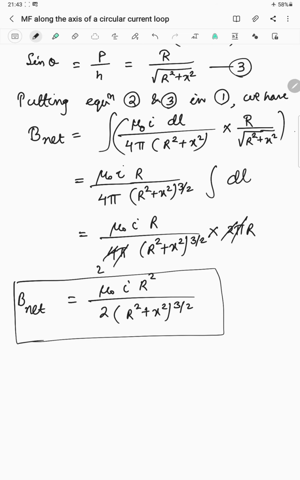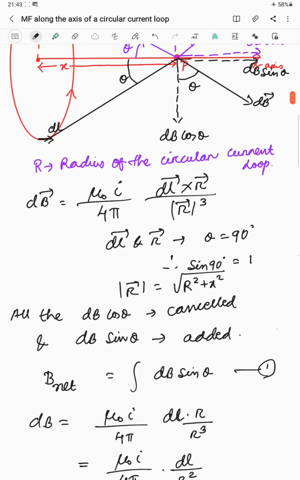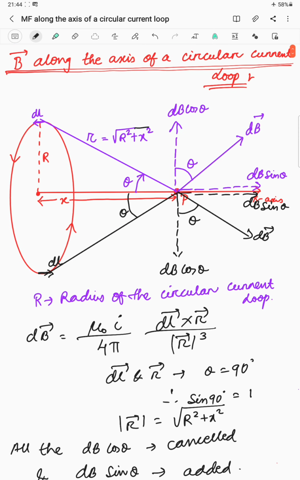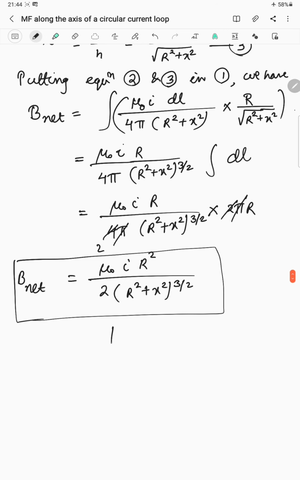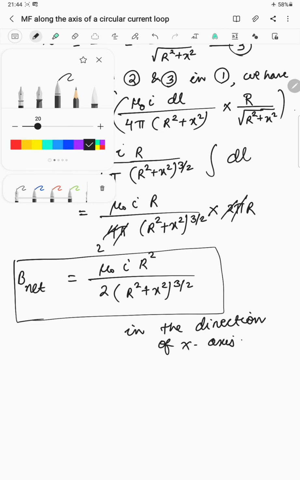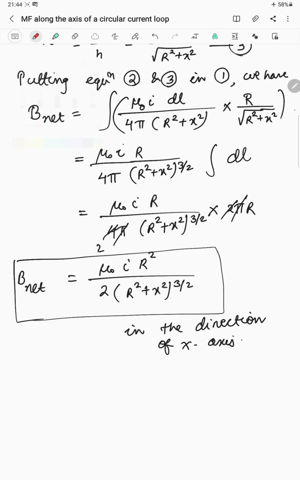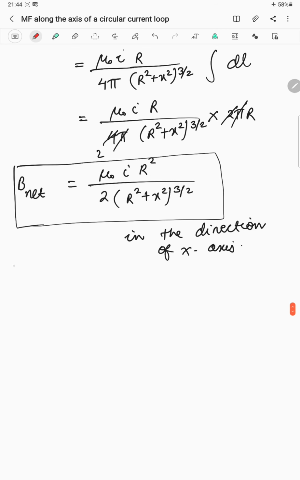Okay, then what about the direction? If you see the diagram here, all the components of your dB are along the x-axis. So your B net will be in the direction of the x-axis, according to our diagram.